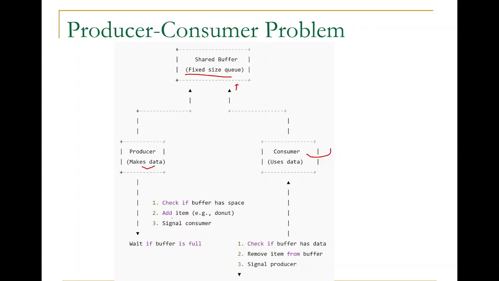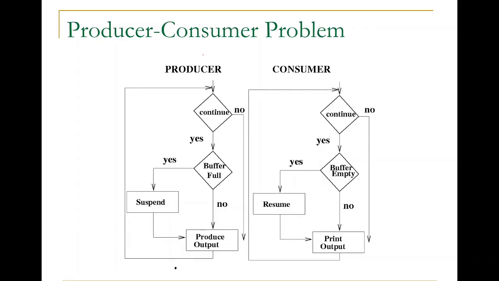Now, the producer checks if the buffer has space. If it has space, then it adds an item, e.g. a donut, and signals the consumer. It waits if the buffer is full. That's just what it does. Then the consumer checks if the buffer has data. If it has, it removes an item from the buffer and signals the producer. But if it's empty, it waits. This is the algorithm used to handle a situation where you have one process producing and another process consuming. This is the flow diagram of that same process.